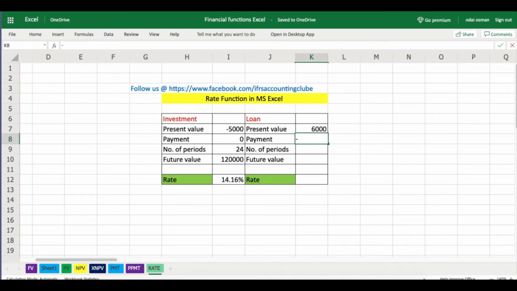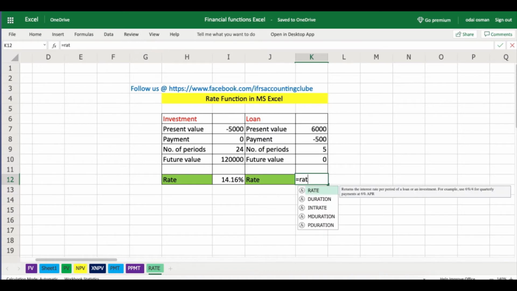On the other hand, as a scenario where we are going to take money from the bank, let's assume we are going to take 6,000 from the bank as present value, and the payment we are going to pay is 500 every month. And let's assume the number of periods is 5 payments, and the future value here would be 0 at the end.